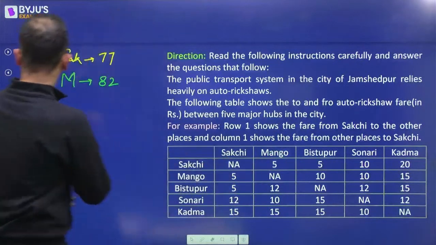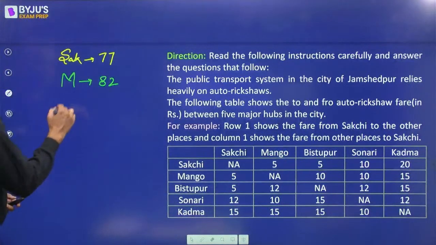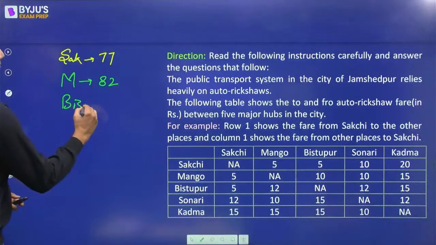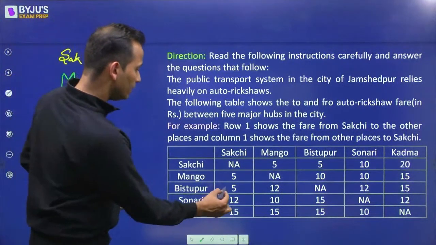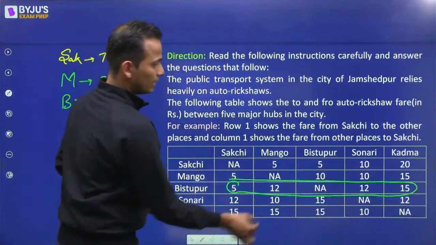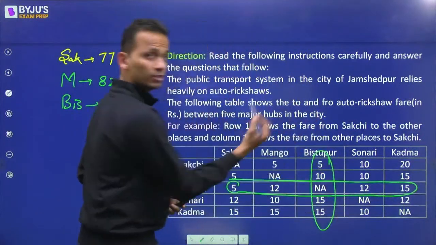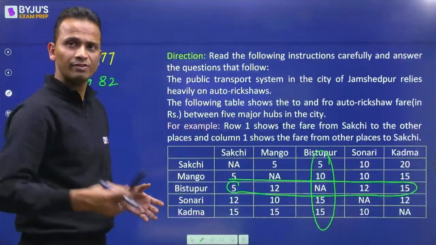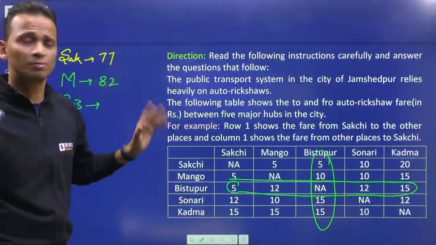Now for Bistupur. For Bistupur, it will be the sum of these four numbers and the sum of these four numbers. Let's add them. So Sahil has given the sum as 82. Yes, Sahil, confirmed.